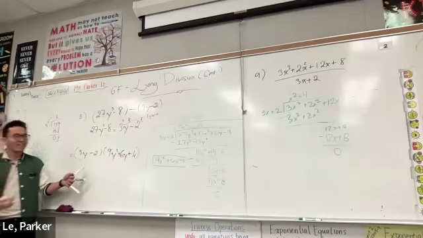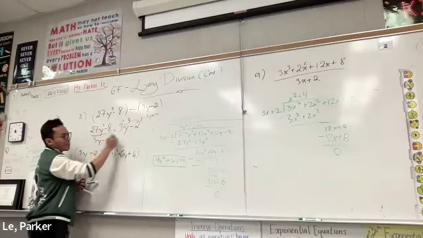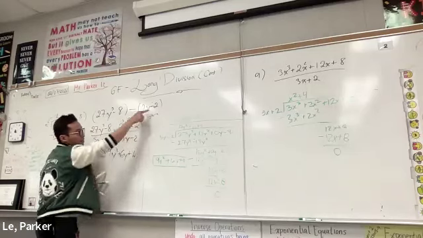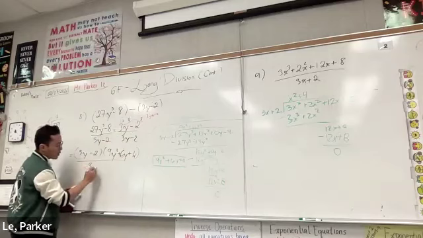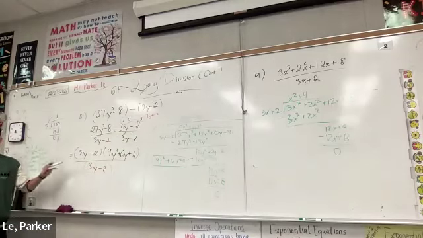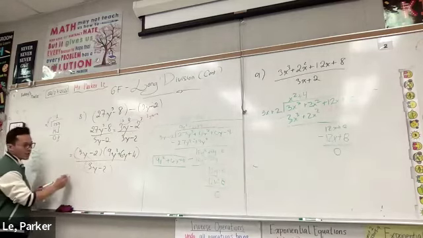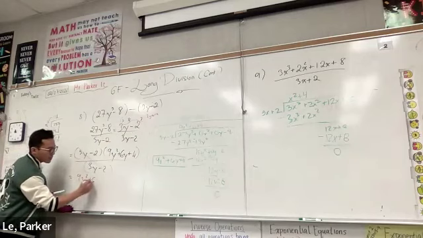Okay, good. Now, this is divided by 3y minus 2, right? So this one is also divided by 3y minus 2. Did you see something? Yes, same thing on the top, same thing on the bottom. What can you do? Cancel it. What is your answer? 9y squared plus 6y plus 4.